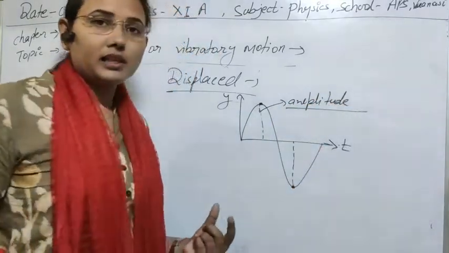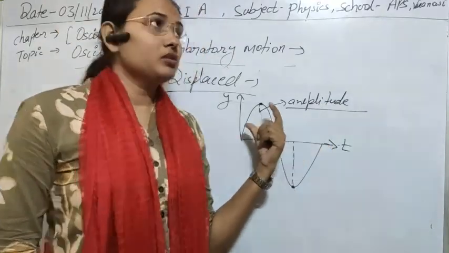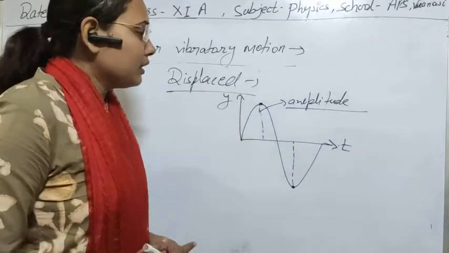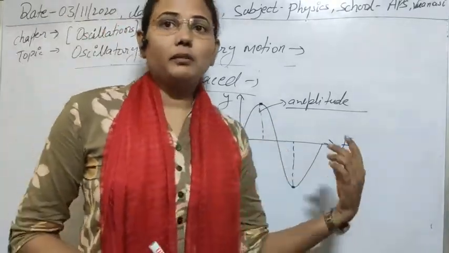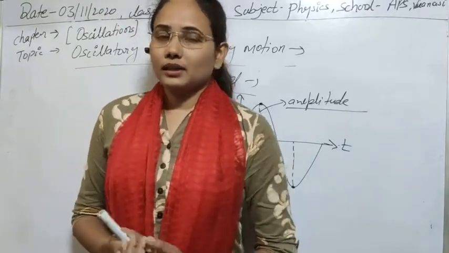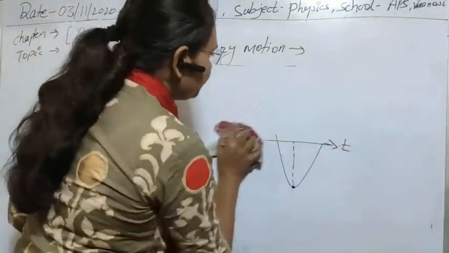So I think what is amplitude is now clear to you. What is the amplitude of the motion? These are the primary things which you have to know. And also, the particle which performs oscillatory motion or periodic motion is known as an oscillator. So I think all the things regarding the basic concept are clear to you.